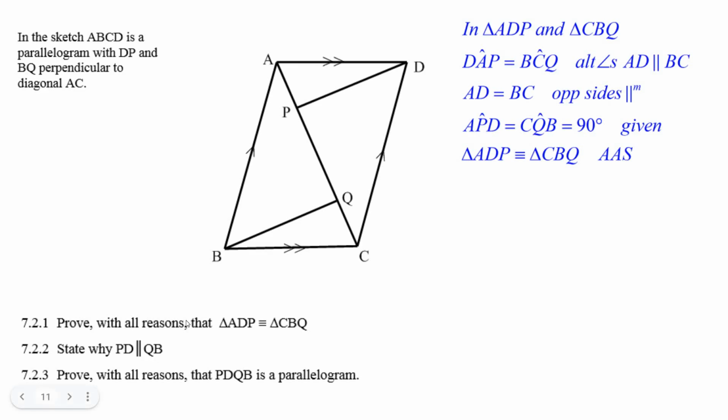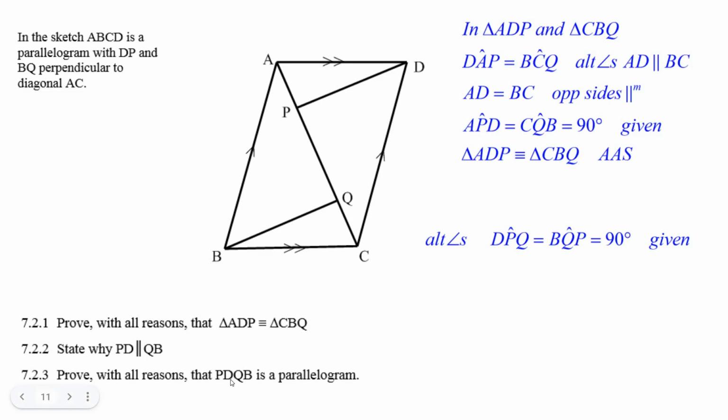Why is PD parallel to QB? Well, if we look at why these two lines are parallel, that's 90 degrees right in there, and right here, DPQ and BQP are both 90 degrees. Well, those are alternate angles. We have two angles the same. Right there, those alternate angles are the same. It makes those lines parallel.